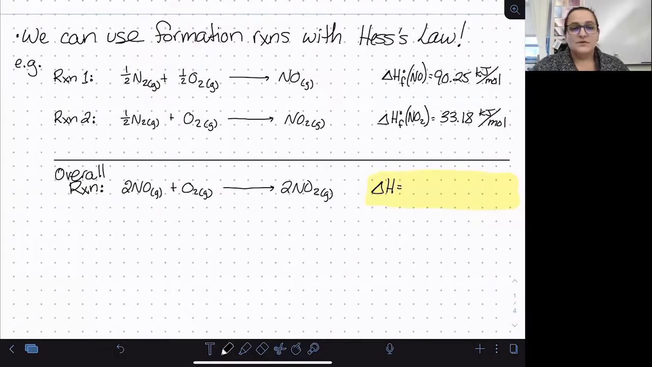So we can use formation reactions with Hess's law, just like we did in the last video, just using these as our steps to find the delta H for our overall reaction. So literally doing exactly the same thing. Why don't you pause here and give that a try?